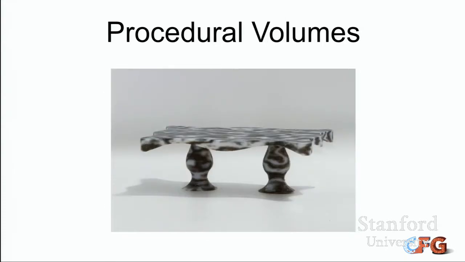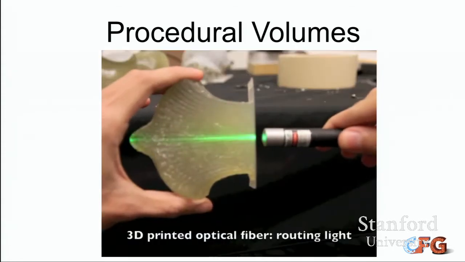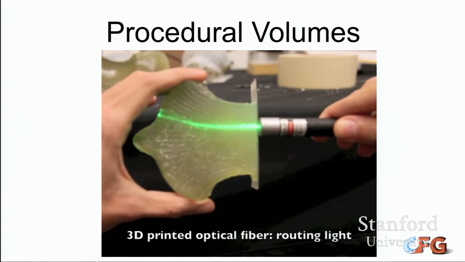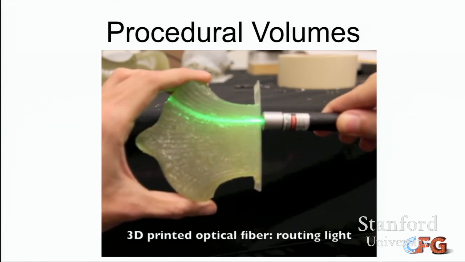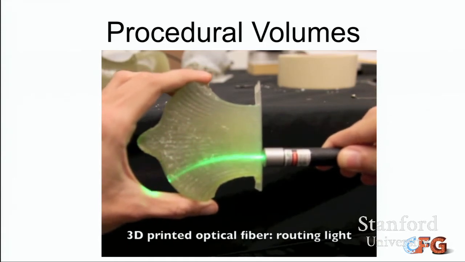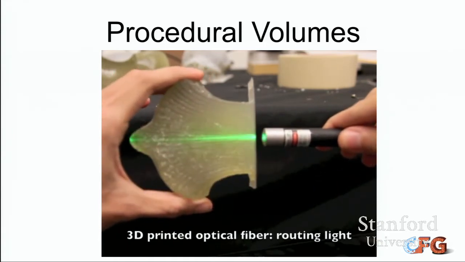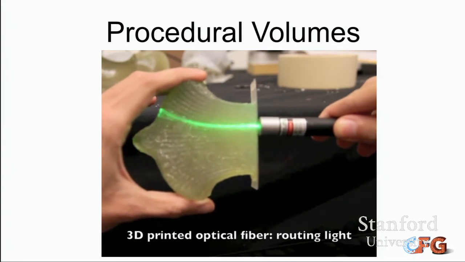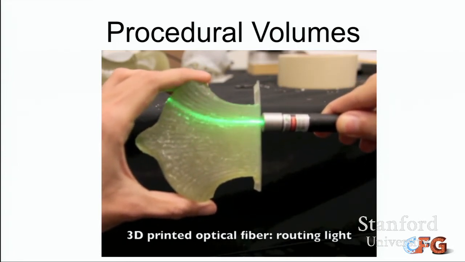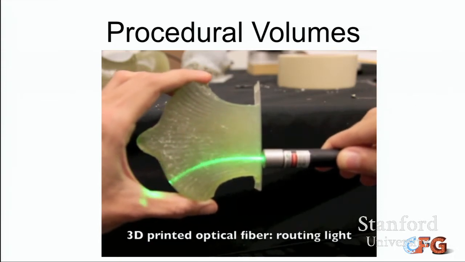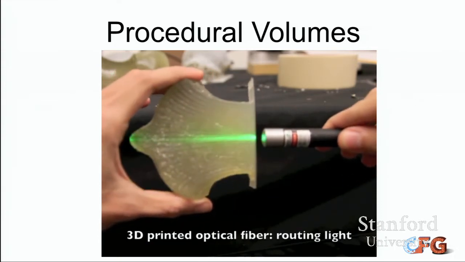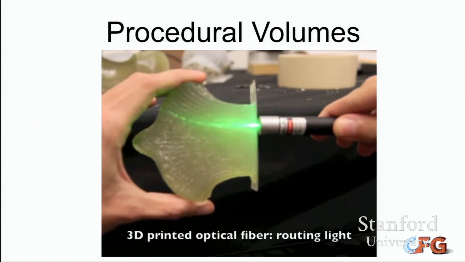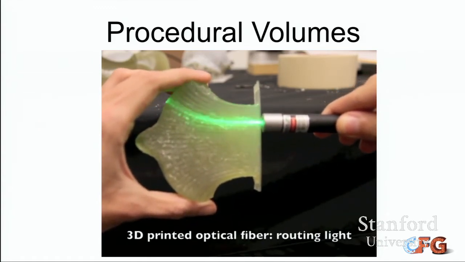You can, of course, do procedural volumes. In this case, you can create these marble-like structures with Perlin noise volumetric textures. This allows you to do something more interesting. You can, for example, use these procedural volumes to build very custom fiber optics. In this case, we have one sheet of material that's completely planar, and then by changing the refractive index within the volume, we can specify how the light is going to bend and how it's going to be re-emitted on the other side.